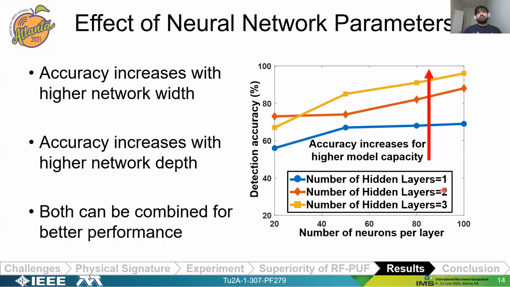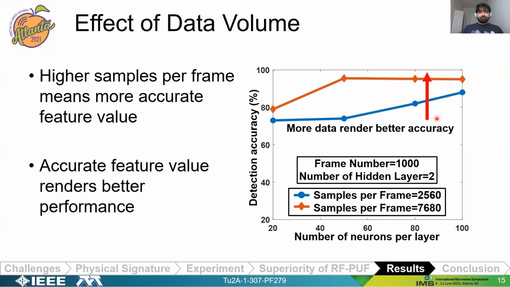So first, let's talk about neural network parameters. So you can see the accuracy with respect to number of neurons per layer, and it's increasing from left to right. Also, now as we increase the number of hidden layers from bottom to top, we see the accuracy also increases. So we can say that the accuracy increases in both cases if we increase the number of neurons per layer, that is the width of the network, or if we increase the number of hidden layers, that is the depth of the network.